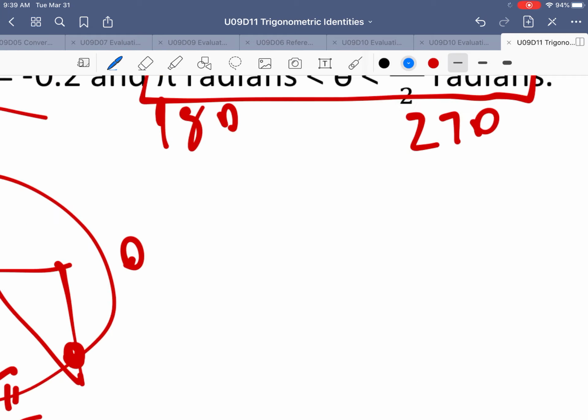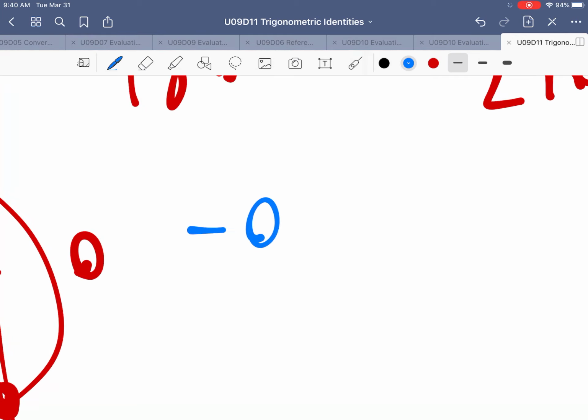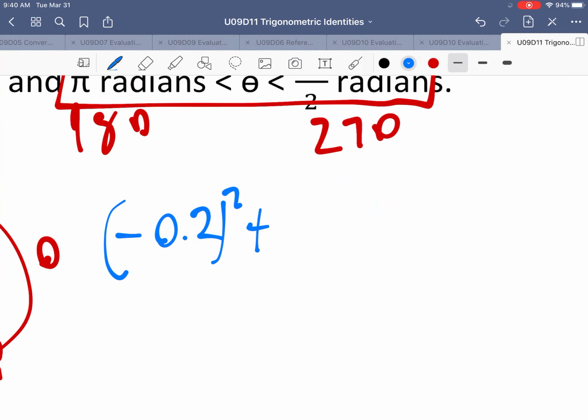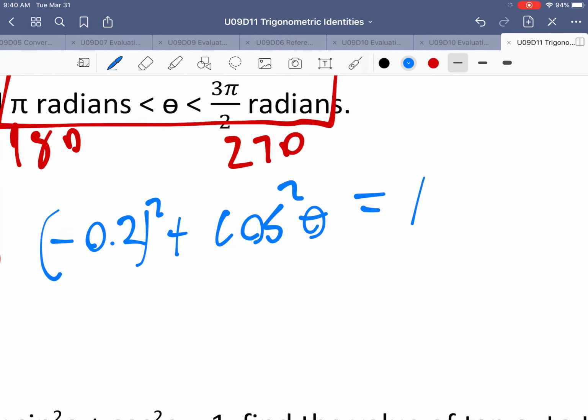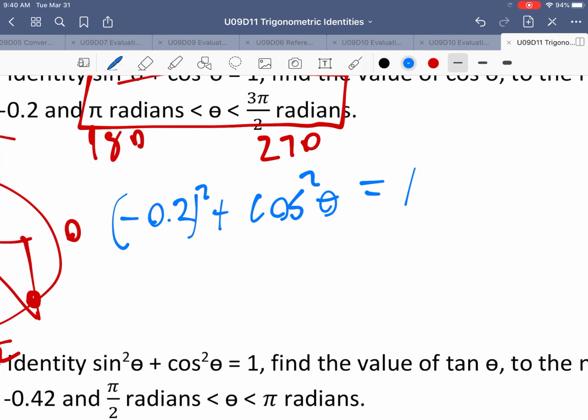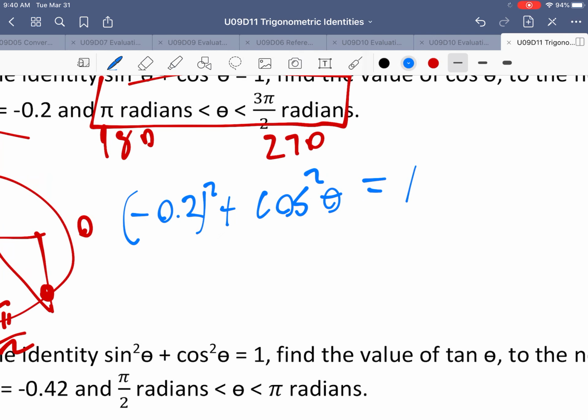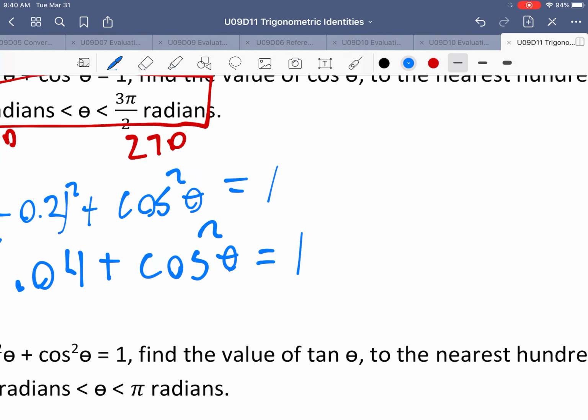So when we answer this question, we're just going to say it's negative regardless of what it says. So we're told sine is negative 0.2 squared plus our unknown, which is cosine squared theta, equals 1. 0.2 squared is 0.04 plus cosine squared theta equals 1. Subtract the 0.04 to the other side. Let me just make sure I'm not crazy.